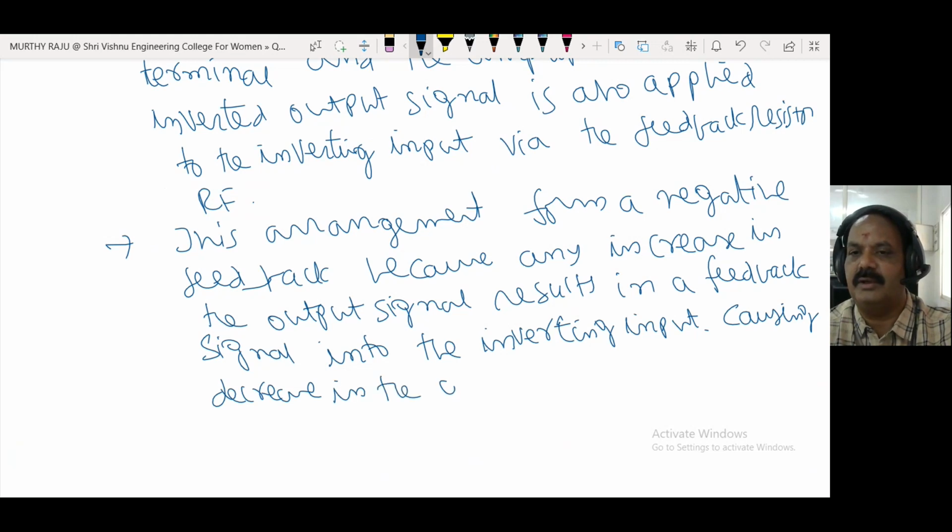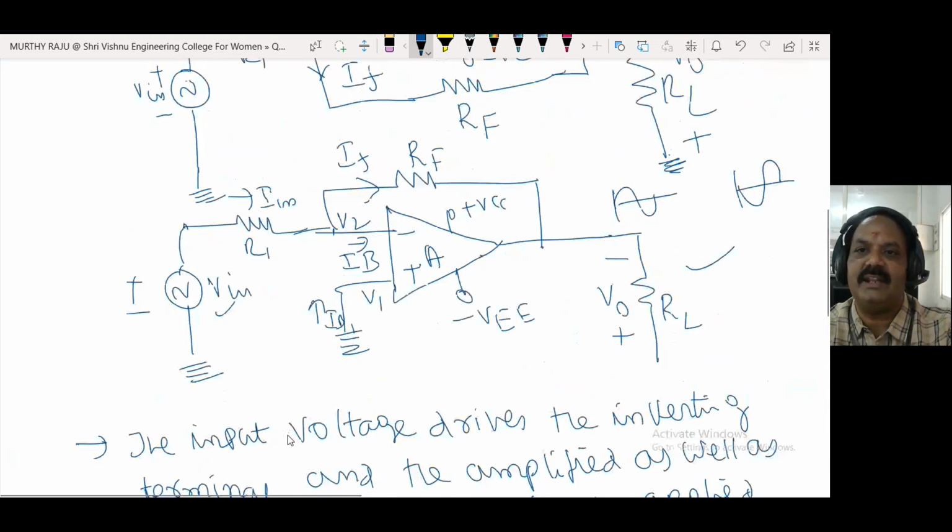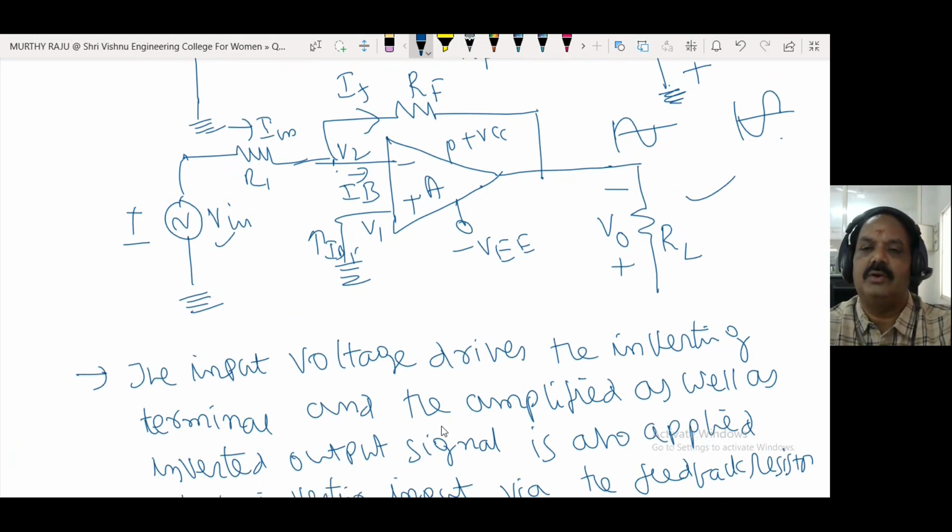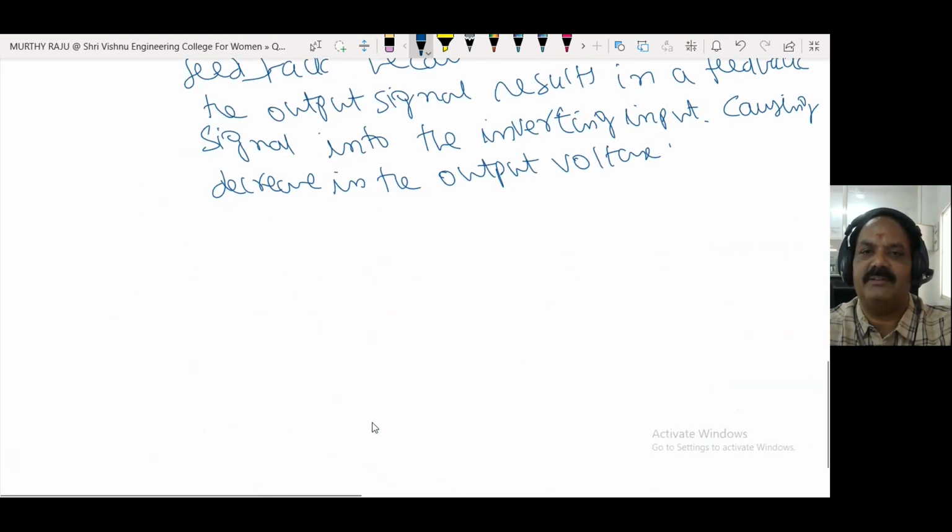Causing decrease in the output. The non-inverting terminal, plus, is grounded. The feedback circuit has only one resistor, that is RF. Now find out the closed loop voltage gain in the operation.